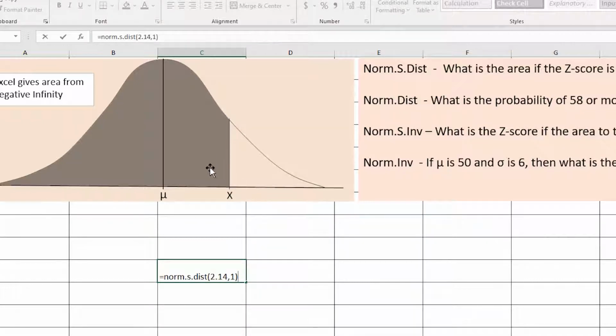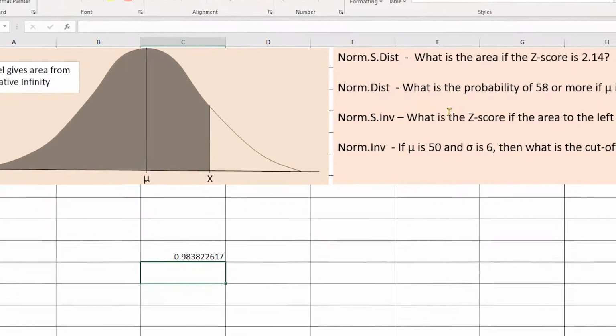Okay, now once again, 2.14 is positive. That means it's going to be on this side of the mean, right side of the mean. So the area that Excel is going to give you will be from there all the way on this side, all on this side, left. If you want the right, it will be 1 minus that area, which will be this area here. So this simply will be 0.9838.